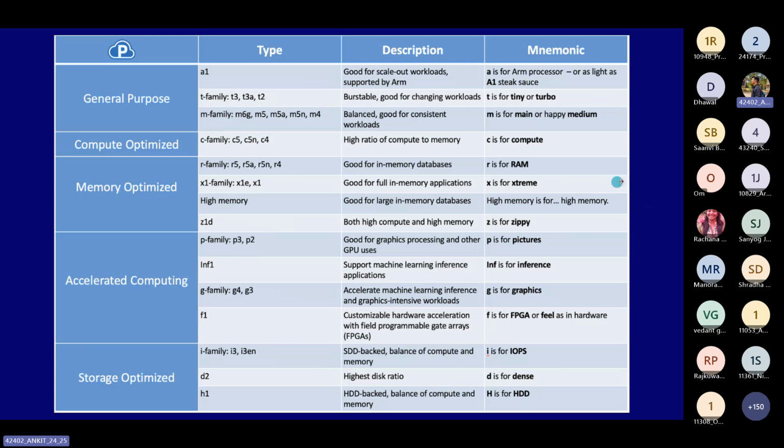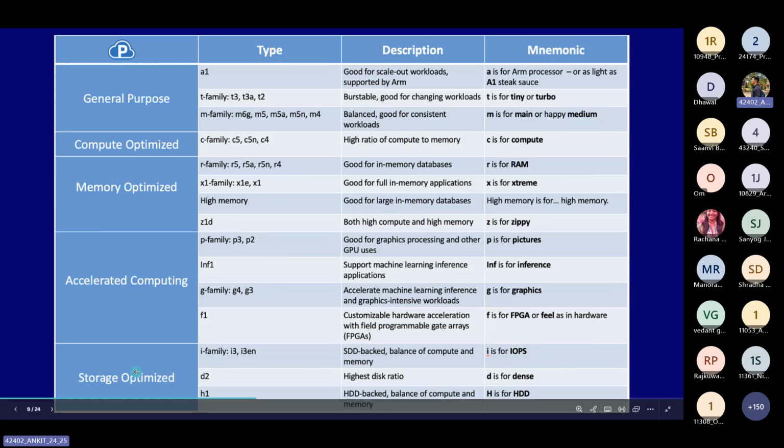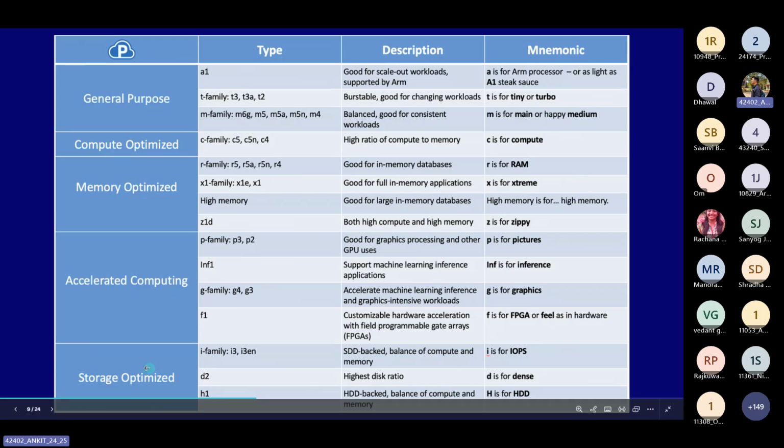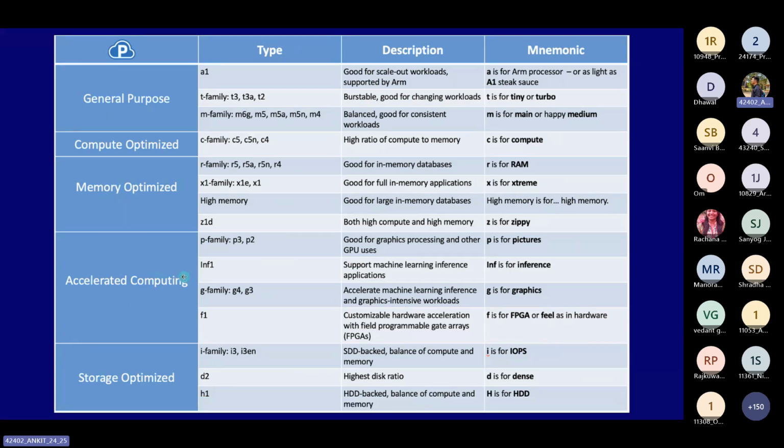Okay, let's continue. So these are the categories that EC2 instances are divided into: general purpose, compute optimized, memory optimized, accelerated computing, and storage optimized. These are also basically the categories that you can define your project into, and your tasks, more importantly. Some tasks would require more storage optimization, some would require memory optimization.